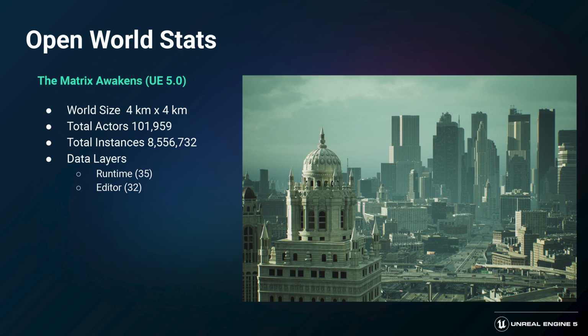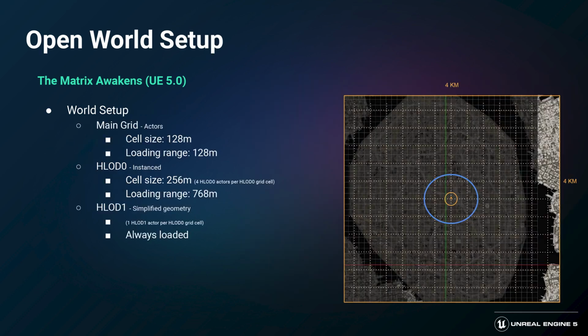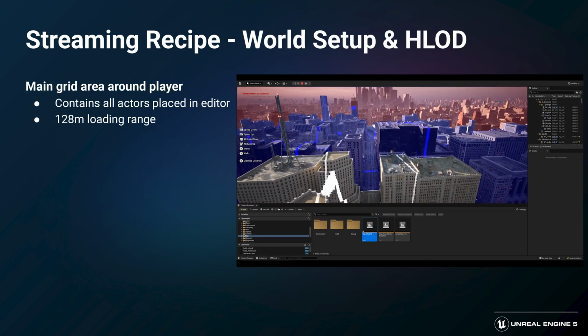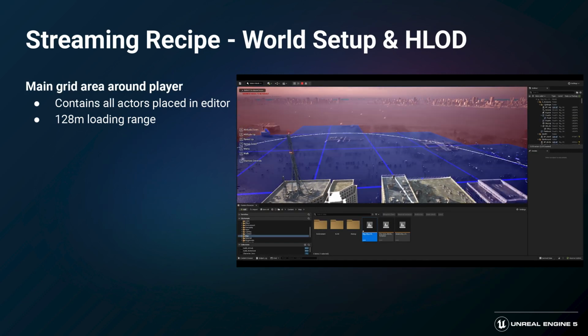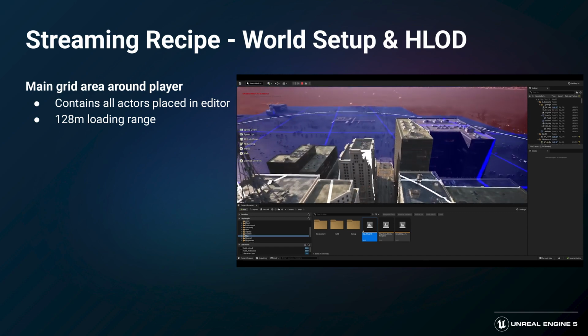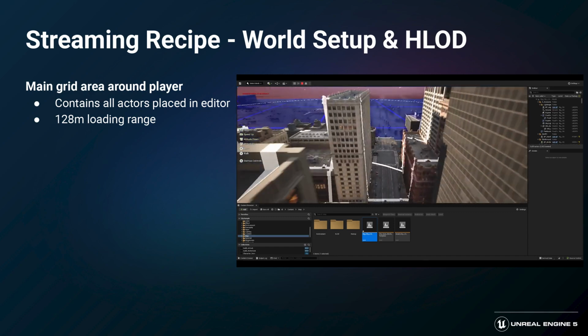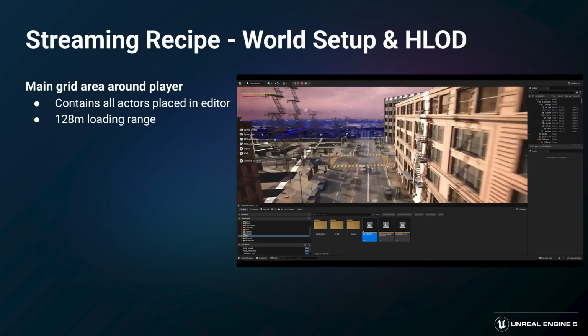Data layers are split into runtime and editor components. Runtime data layers have the ability to be controlled by logic at runtime, and editor data layers are used for world management in editor only and have no runtime overhead. World partition for the large city is set up with a main grid and 2 HLOD grids. The main grid contains everything within 128 meters from the player. This includes all the original actors that are placed in editor. Data layers can be used to control the loading and unloading of actors at runtime.